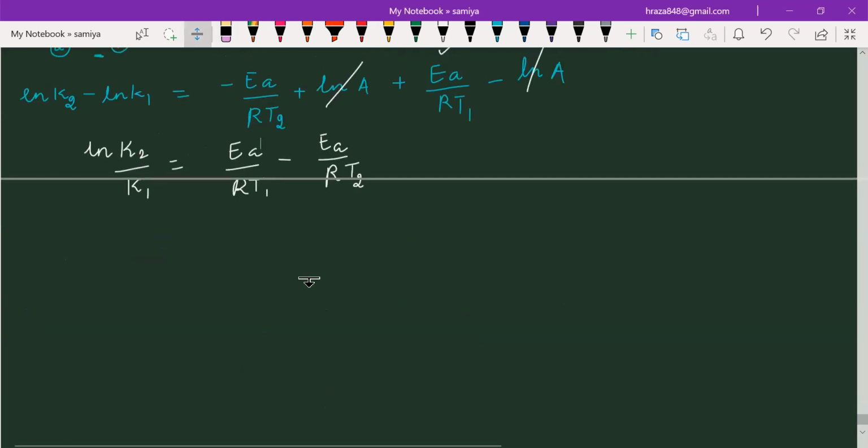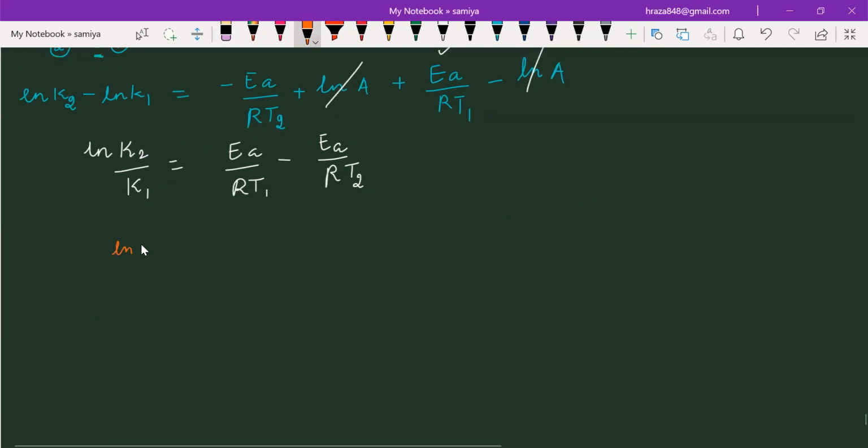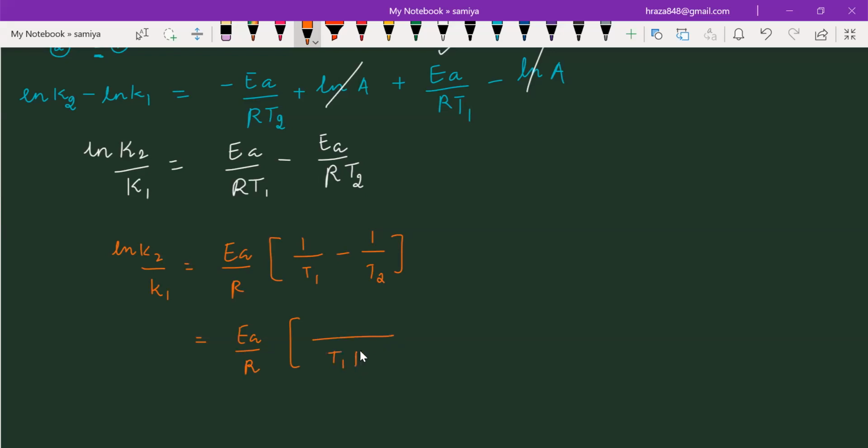Now you can see that this ln K2 upon K1 is as it is, and I'm going to take EA upon R common. Then there will be 1 upon T1 minus 1 upon T2, and again I'm going to take the LCM of T1 T2. And this will be T1 T2, and then T2 minus T1, and this will be ln K2 upon K1.